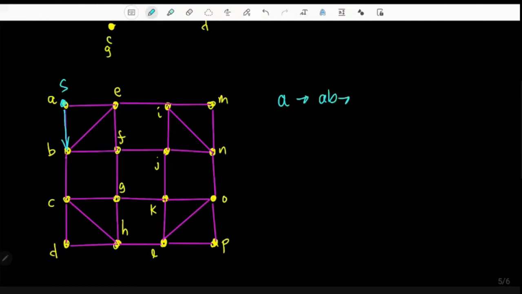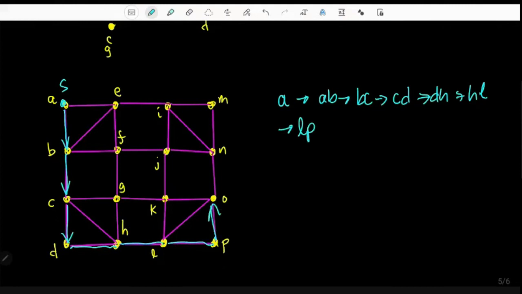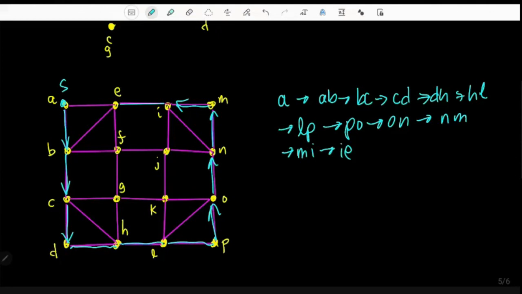Now from AB, we can go to BC and then CD and then DH, HL, LP, PO, ON, NM, MI, IE. Now at this point, so I just traced the exterior edges. At this point, I can go to A, B, or F. But since we already deleted edge AB, AE is now a bridge.